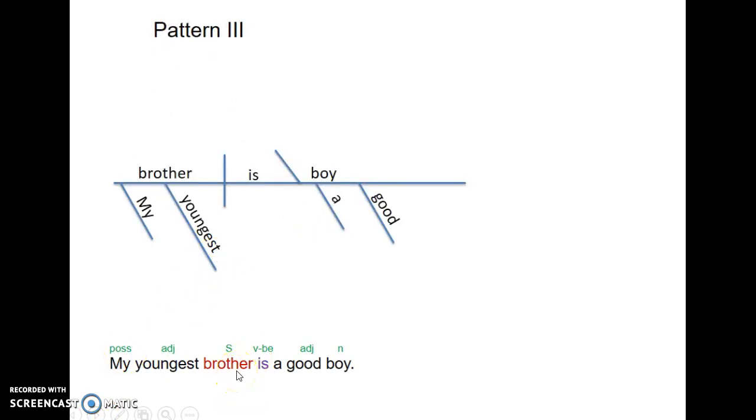For this one, we have brother as our subject. Is is the verb, and that's a form of the be verb. And then we're ending with the noun boy. So we have brother is boy. Subject, be verb, noun as the subjective complement is a pattern 3. And then we just put in our modifiers. Possessive my and youngest, an adjective, modify brother. And then we have an indefinite article and an adjective modifying boy.